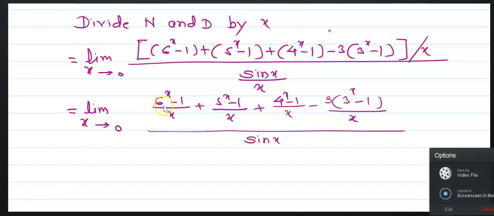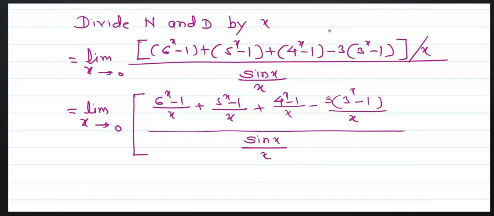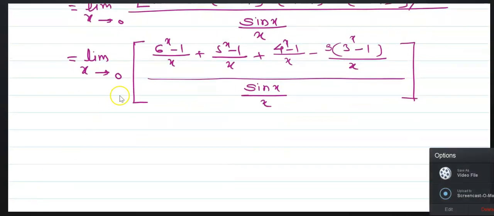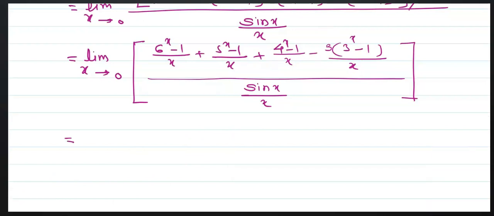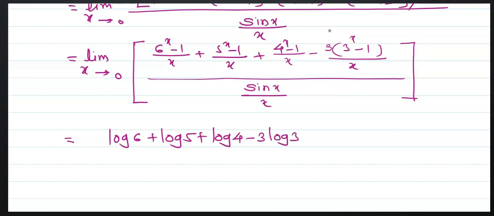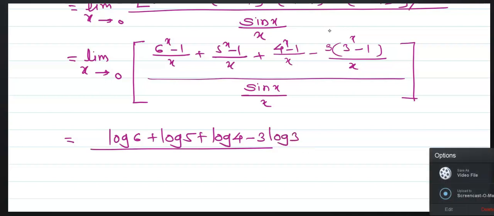That is a split of this: (6 raised to x minus 1 upon x) plus (5 raised to x minus 1 upon x) plus (4 raised to x minus 1 upon x) minus 3 times (3 raised to x minus 1 upon x). Therefore, the value of this limit is log of 6 plus log of 5 plus log of 4 minus 3 log of 3, upon 1.